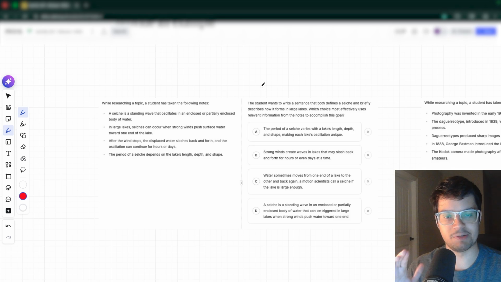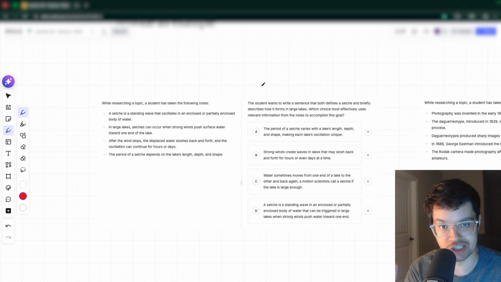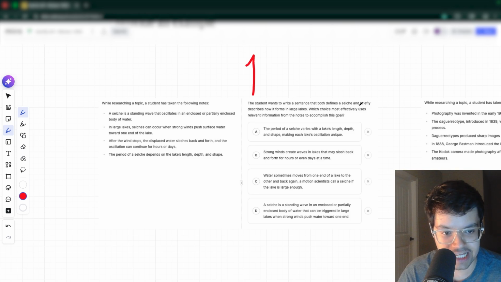So that's really it. Besides that, it just comes down to making sure you're familiar with these different question types and actually able to apply it. So let me go through a few examples so you can really understand this for a second. So first, let's identify what the goal of this question is. The student wants to write a sentence that both defines a seiche and briefly describes how it forms in large lakes.